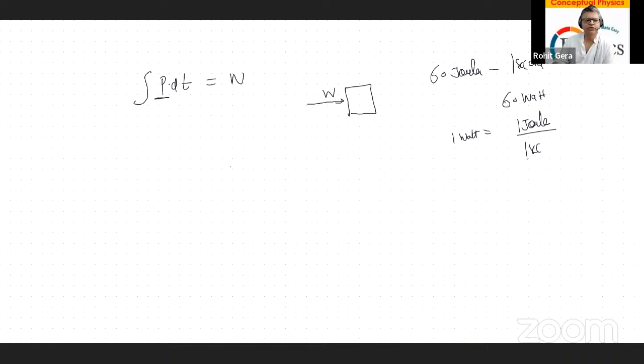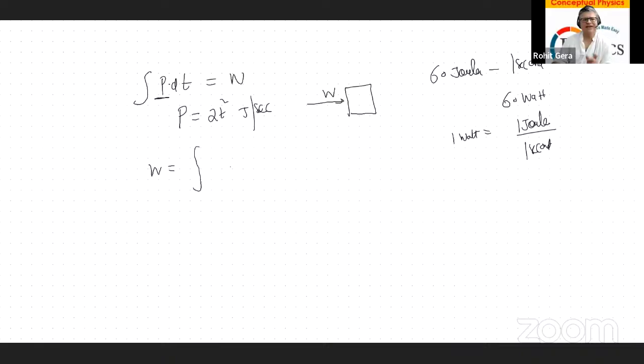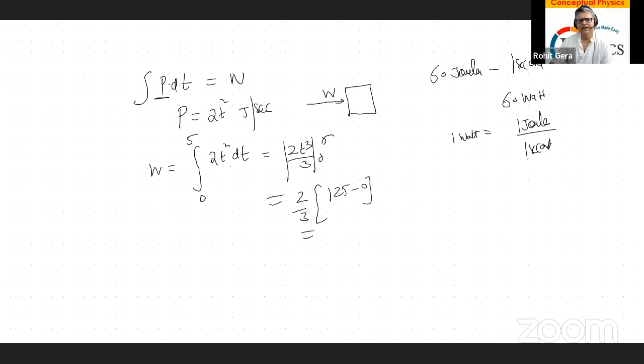So, for example, there is a situation where the power is being delivered at 2t square joule per second, right? And they ask you what is the work done in 5 seconds. So integrate. Every second a different work is being done. So 2t square dt, from 0 to 5 seconds. So this is 2t cube by 3 from 0 to 5. 2 by 3 times 125 minus 0 is equal to 250 by 3 joules.